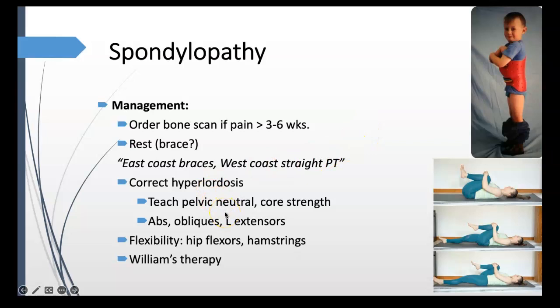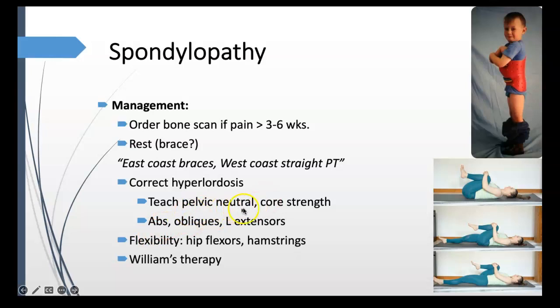But it is what most often we have to use to prevent extension moments and to prevent large extension forces from occurring, so that the spondy doesn't displace anteriorly. What we want to look at is patients who have hyperlordosis. We want to correct the hyperlordosis by doing a lot of lumbopelvic hip stabilizing exercises, right?